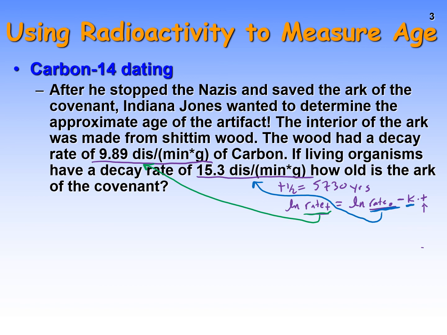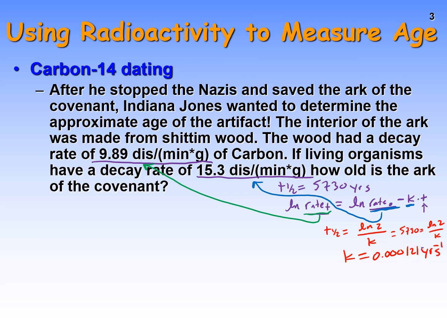We need k in order to solve for t. So how do I get k? Well, I also know that the half-life of a first order reaction is natural log of 2 over k, which means I can plug that in, right? 5,730 is equal to the natural log of 2 over k. And k, if you solve this out, is equal to 0.000121 years to the negative 1.